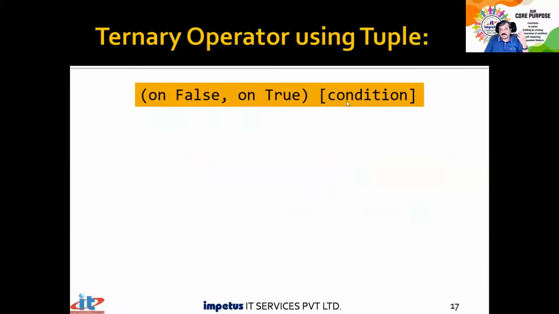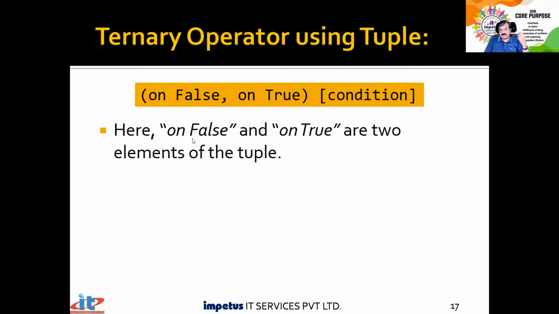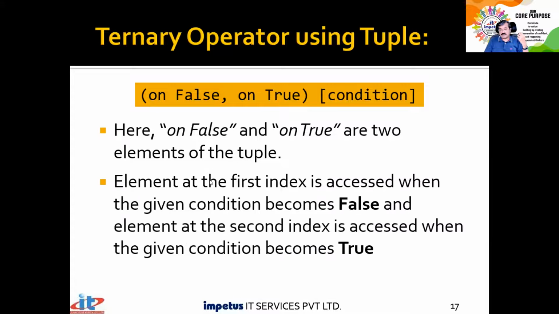We can use a tuple as well. Condition डालोगे, अगर ये condition true है, तो second element of the tuple, और false है तो 0th element of the tuple will get executed. On false, on true are two elements of the tuple. So how do you read this? The element in the first index is accessed when the given condition becomes false, and the element in the second index is accessed when the condition becomes true.